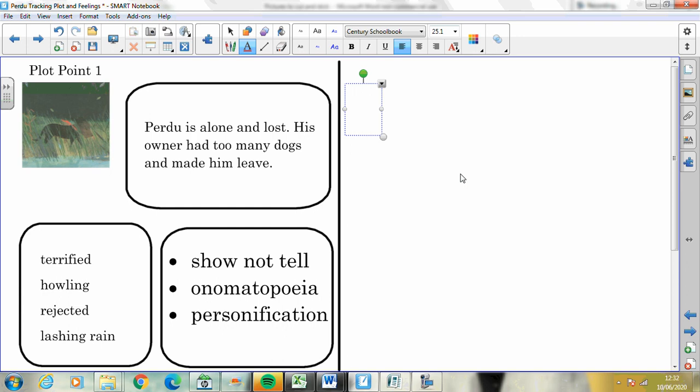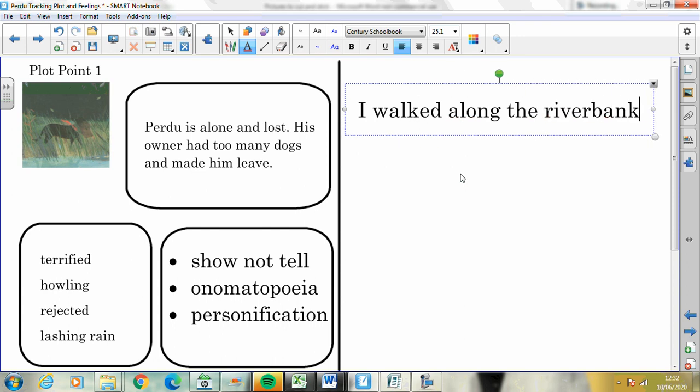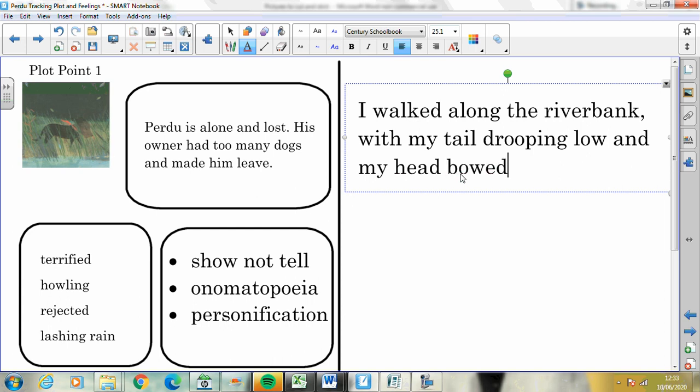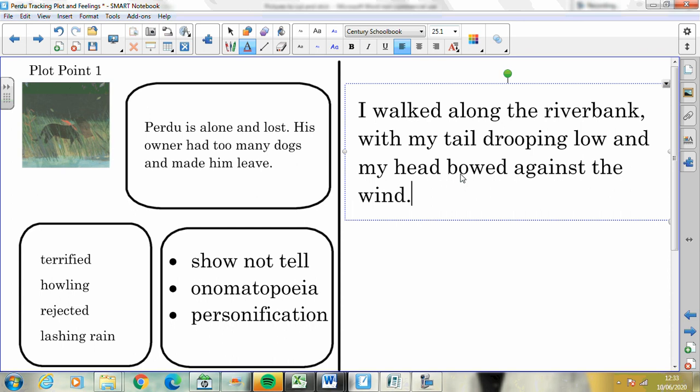So I might write, I walked along the riverbank with my tail drooping low and my head bowed against the wind. So here I'm writing as if I am Perdu and I'm telling my story about how I came to find a home. So I'm not saying I walked along the riverbank and I was sad or I was lonely. I'm saying about my body language.